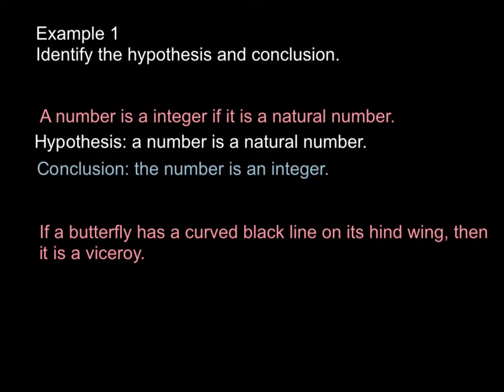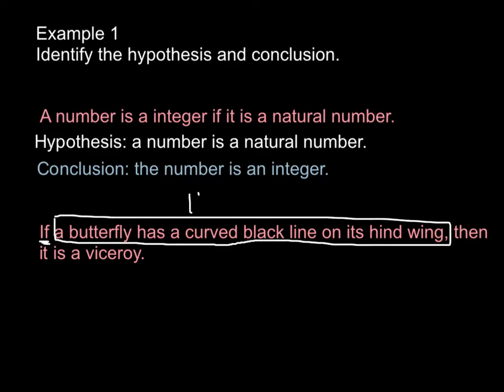Our next example. If a butterfly has a curved black line on its hind wing, then it is a viceroy. So we're going to use white for our hypothesis. Here's the if. So our hypothesis would be this: a butterfly has a curved black line on its hind wing. So this is the hypothesis. The then part is after, right here, so it is a viceroy. The butterfly is a viceroy is your conclusion.